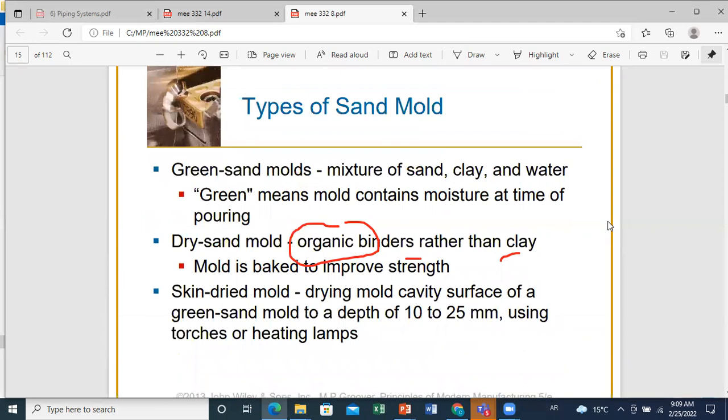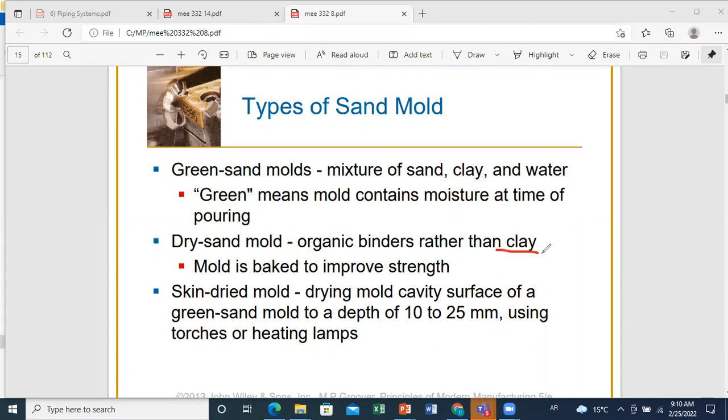Now, we have different types of sand mold. The first one is called green sand mold. It consists of a mixture of sand, clay, and water. And whenever we talk about green, this means that the mold will contain moisture at time of pouring. So we have moisture within the sand because of a certain level of humidity, while dry sand mold consists of organic binders rather than clay.